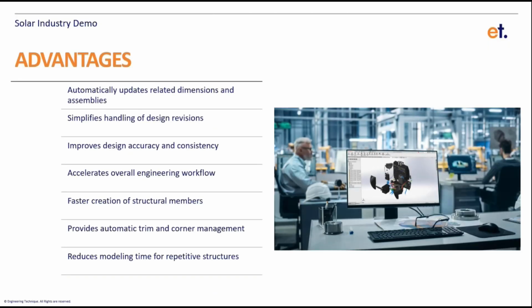So the advantages which we gain from this is it automatically updates all the relations and dimensions in the assembly as we saw. It makes the handling of design revisions very easy. It also improves accuracy and consistency overall of your product. Then it accelerates the overall engineering workflow. Means if you are on a tight deadline, then it is very helpful in that condition. Then we also saw how the structural members are created with one single click. And there are also multiple libraries available, so you can select any one of them and apply it to your model.